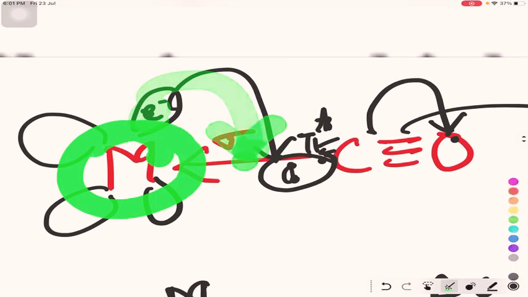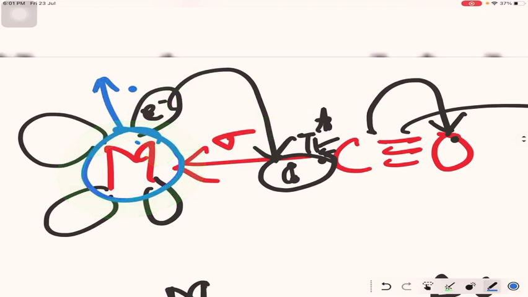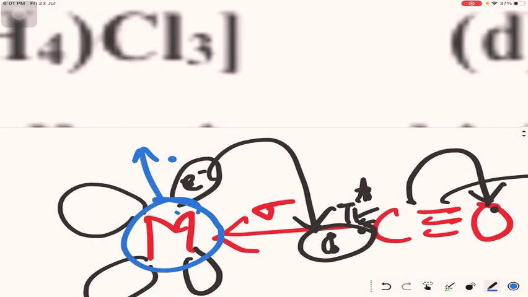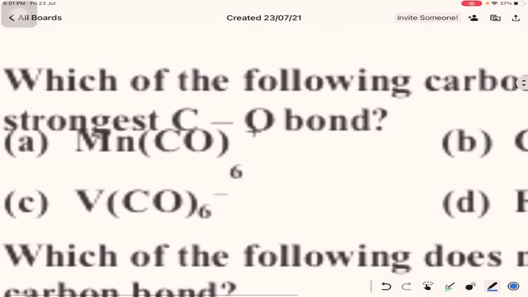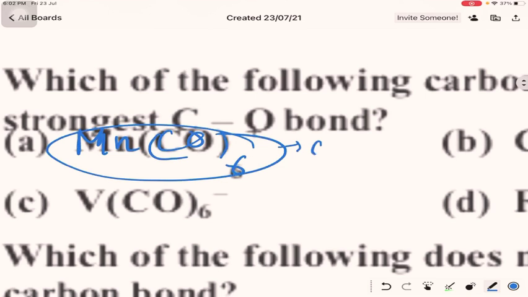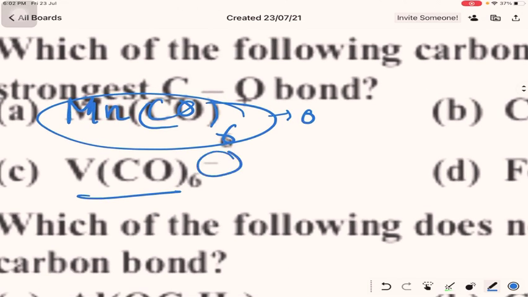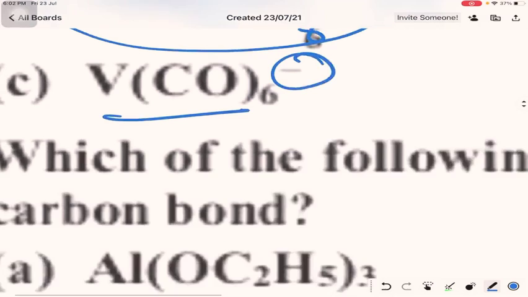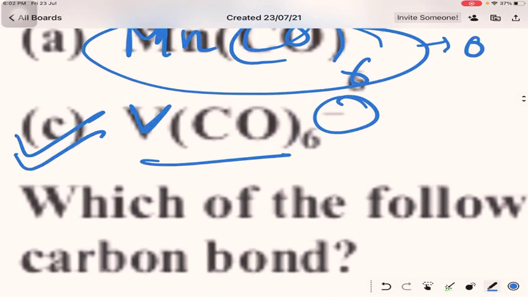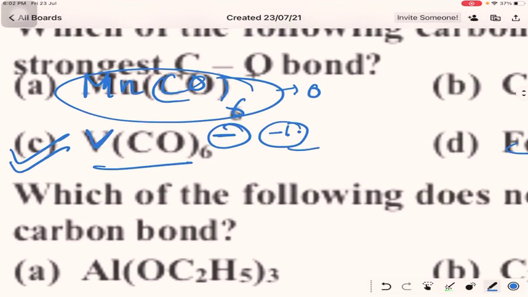So it depends on the tendency of the metal to back donate electrons. The more electron rich the metal is, the better it acts as a donor and back bonding will be effective. Out of these four options, the first option, manganese and CO, is a neutral complex with 0 charge, whereas another is a negative complex with more electron density. In option C, vanadium has more electron density, it has minus 1 here, so it will act as a good donor and the CO bond length will be maximum here.